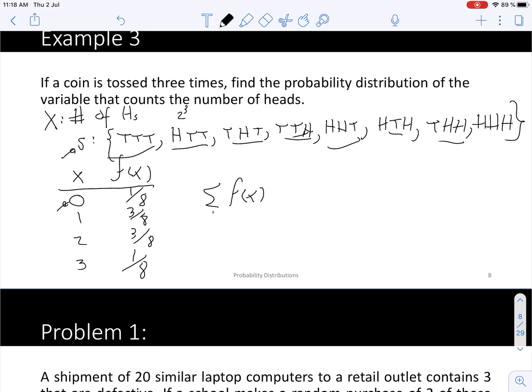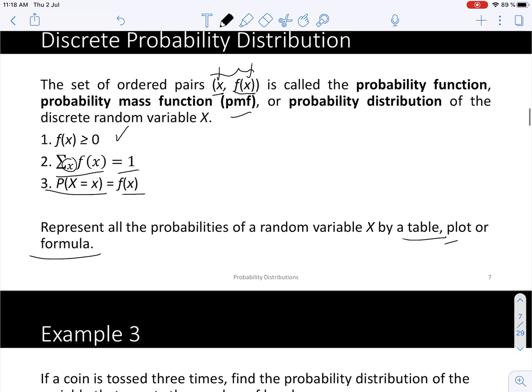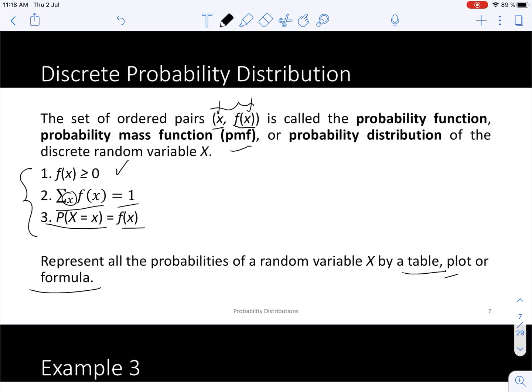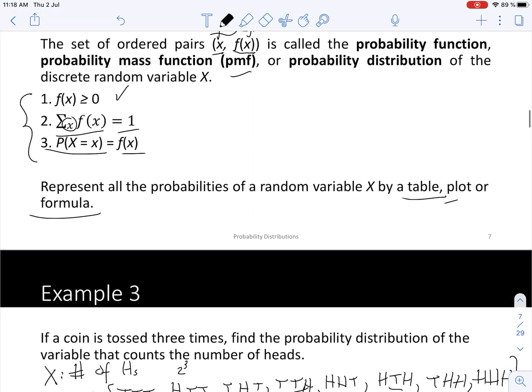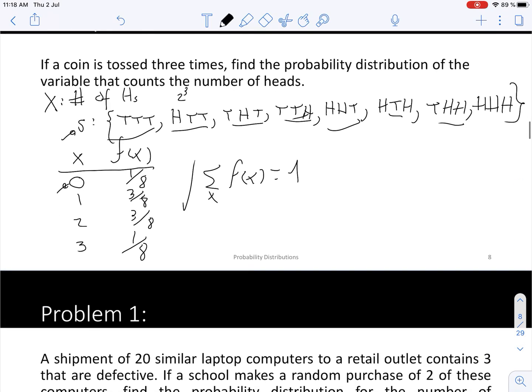If we add them up for every single x, you can check that it is equal to 1. And of course, every single probability is greater than or equal to 0. Therefore, it satisfies the conditions that were defined here in order to get the probability distribution. You can use, if you want, a bar plot also to represent the function, but the table is fine. The table is a good way to represent it, especially when you have few possible values.